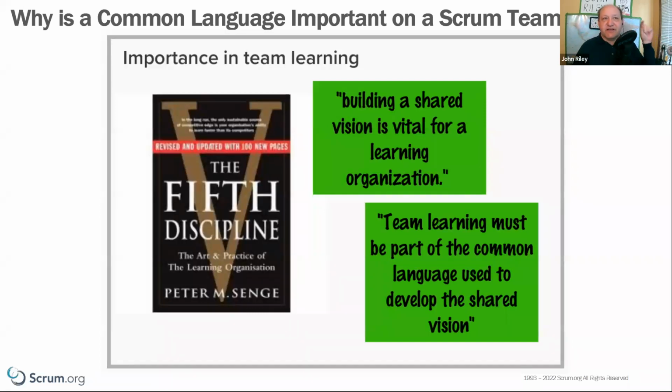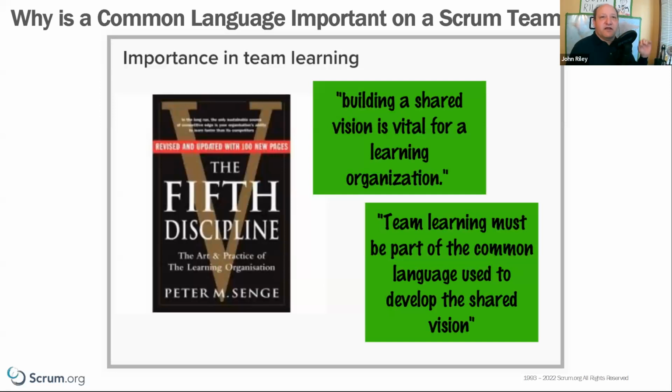Okay, there's this book. It's actually from the 1990s called The Fifth Discipline, which I still refer to commonly. There's a couple of quotes that I wanted to share with you from that book. What we're talking about here is that building a shared vision is vital for a learning organization. So a Scrum team can be considered a learning organization, right? We inspect and adapt. That's what empiricism is based on, making things transparent so that you can inspect what happened and you can adapt the next iteration to what you've learned.